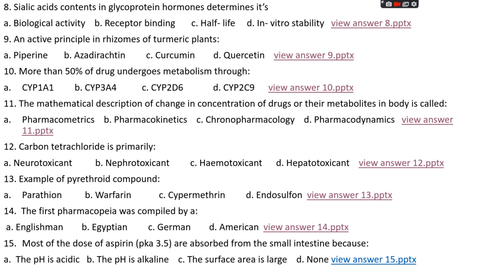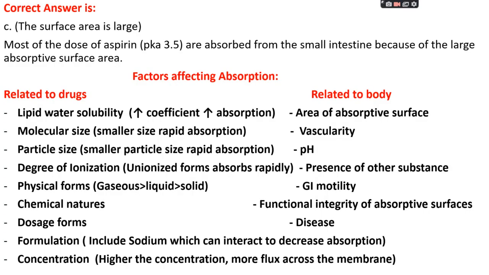Most of the dose of aspirin, whose pKa value is 3.5, is absorbed from the small intestine because: option A, the pH of the small intestine is acidic; option B, the pH of the small intestine is alkaline; option C, the absorptive surface area of the small intestine is large; or option D, none. The right answer is option C, that the surface area is large.